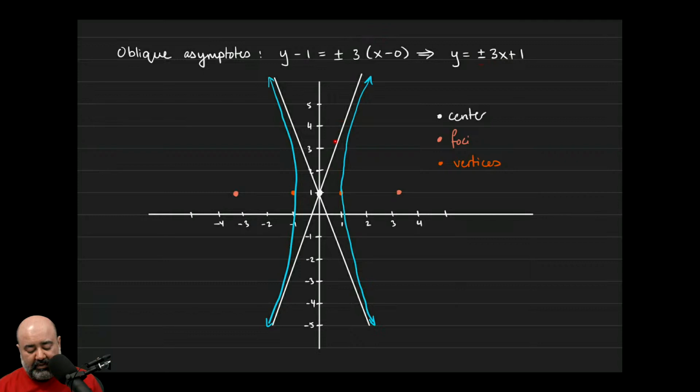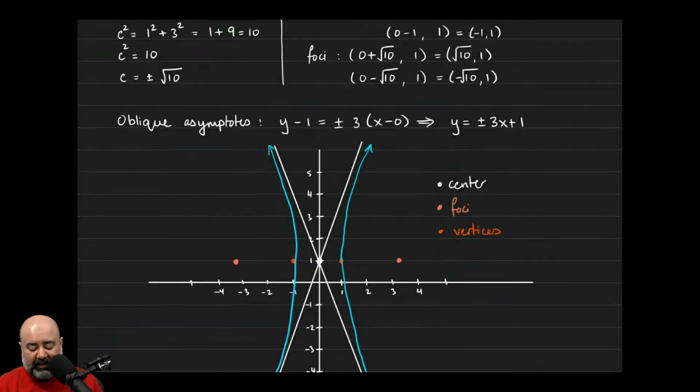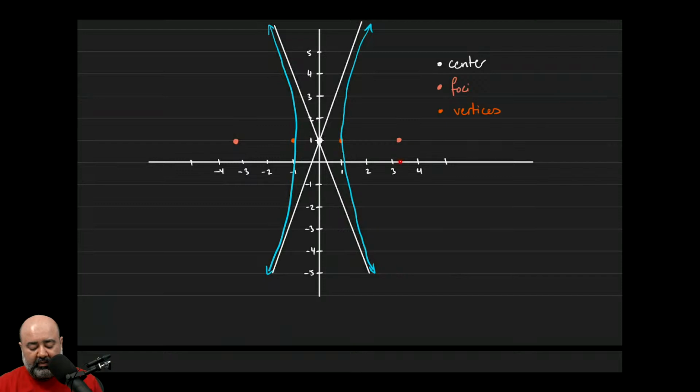So this is my first oblique asymptote. This is my second oblique asymptote. My center is at (0, 1). If I move to the left by 1 or move to the right by 1, I get to the vertices. If I move to the left by root 10 and to the right by root 10, then I get to those two points. These are the focal points. And then as long as I respect the asymptotes, that's my graph on this side, and that's my graph on the other side.